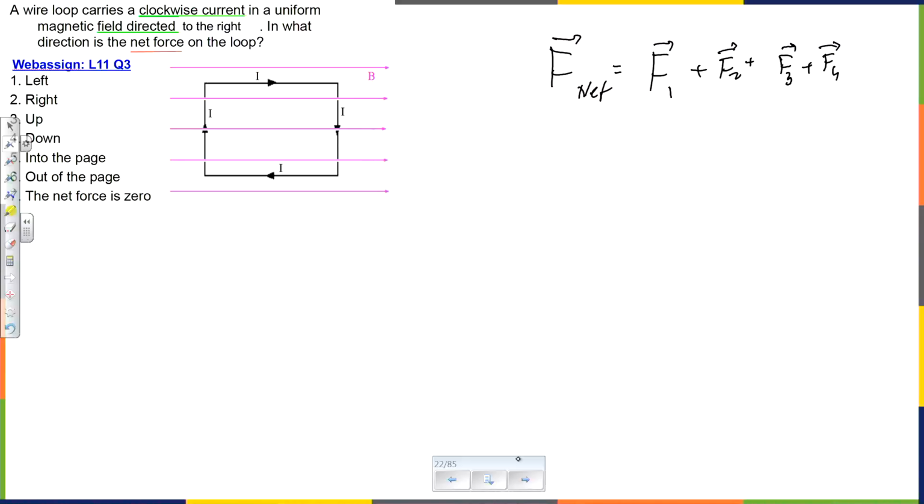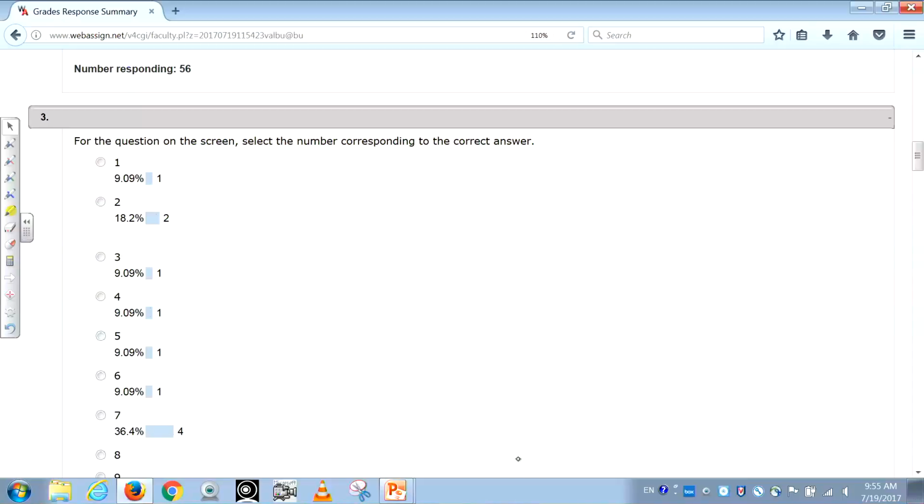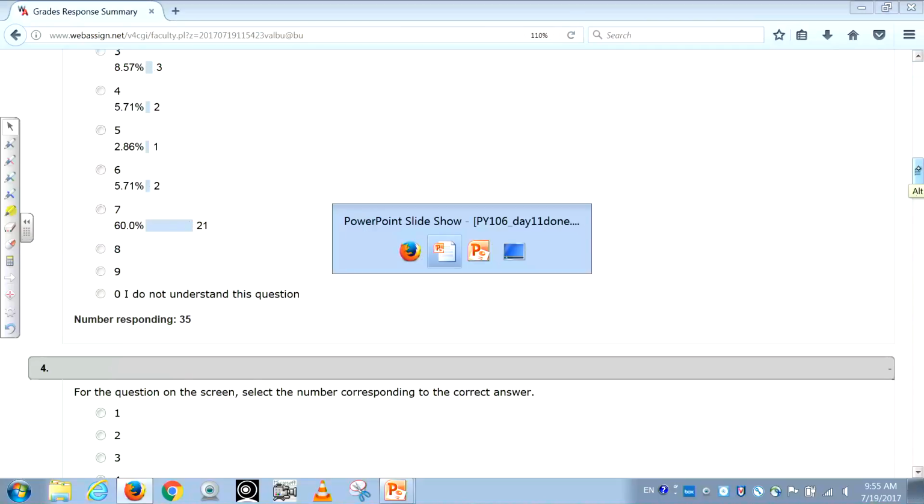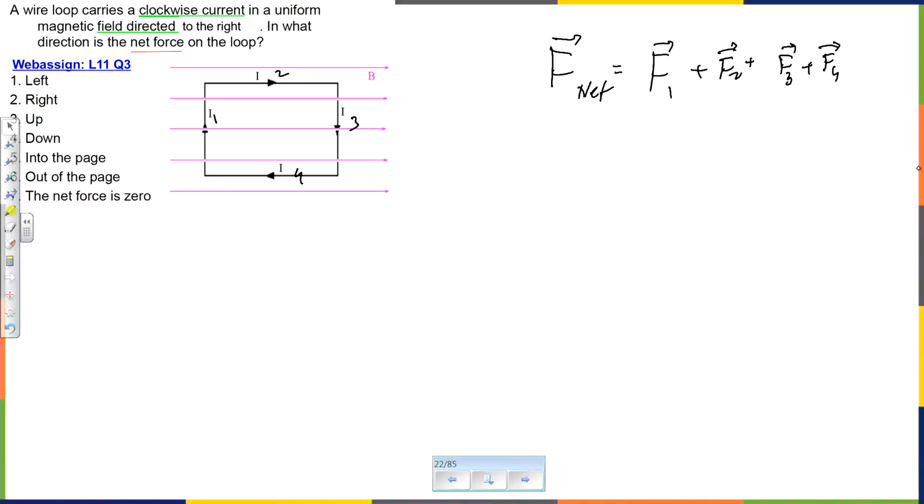That's the strategy. But in order to see those forces, you have to apply the right-hand rule number 2, I think, for the direction of a force acting on a wire from a magnetic field, 4 times. So we gotta call them 1, 2, 3, 4. Seven wins, which is very good because that is exactly the right answer.